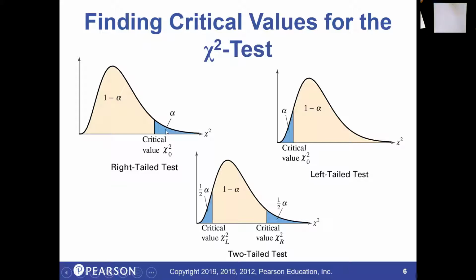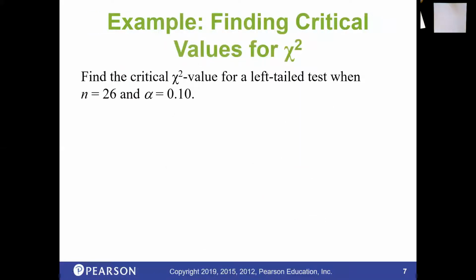So the alpha value is the area in the tail in the blue part. However, if we have a two-tailed test, we have to split that in half. So we take the alpha value and divide by 2. Let's look at this example here. Now there is an error in the text here. It says left-tailed, but really we need to do a right-tailed test first. So n is 26, alpha is 0.1, right-tailed test.